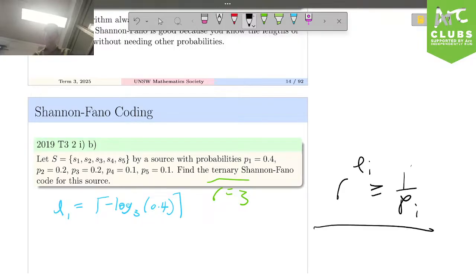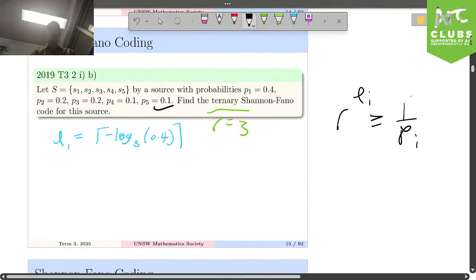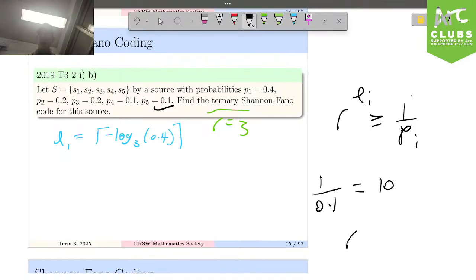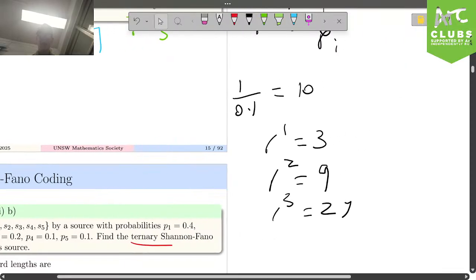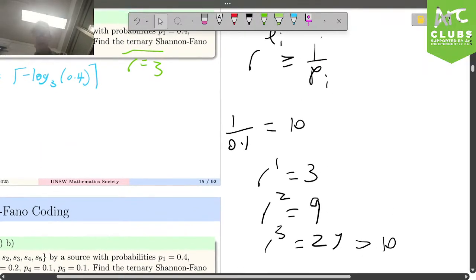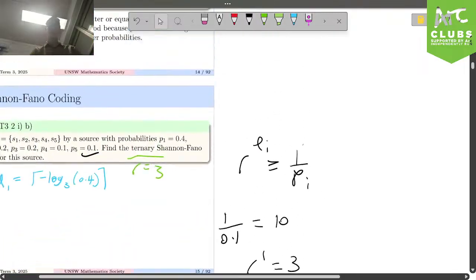So if you're able to compute this nicely, for instance, if you're looking at 0.1, 1 over 0.1 is equal to 10. So you want to find r to the power of 1, which in this case is 3. R to the power of 2 is equal to 9. R to the power of 3 is 27, which is greater than 10. So that's why in this case we used greater than or equal to.